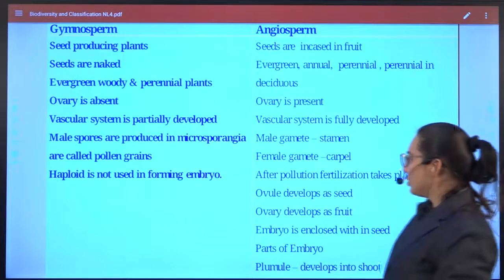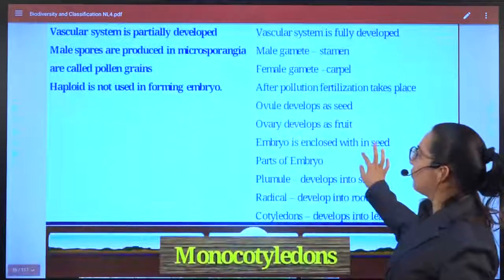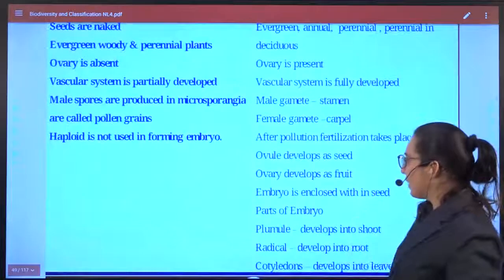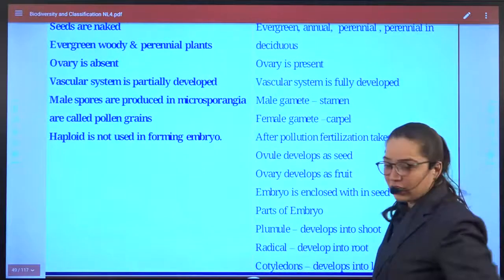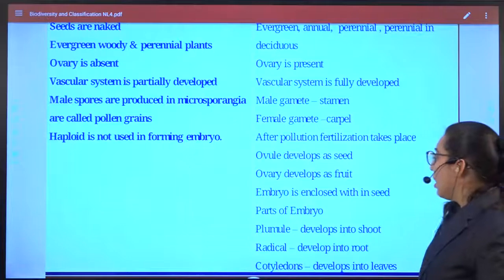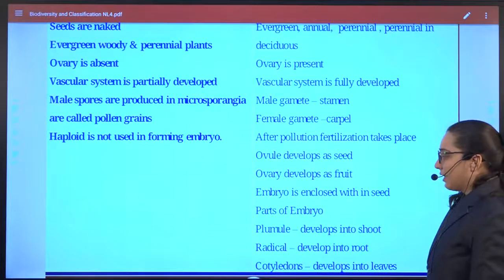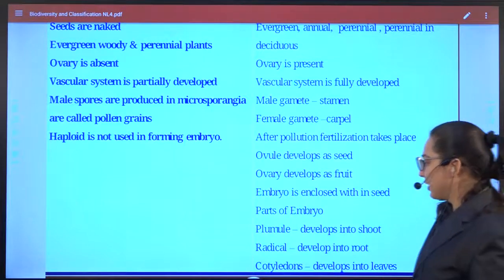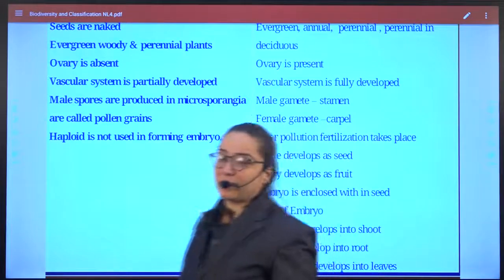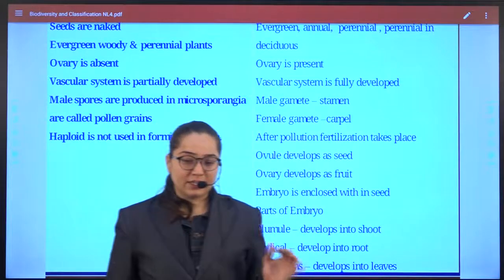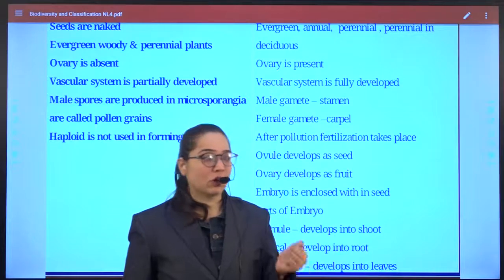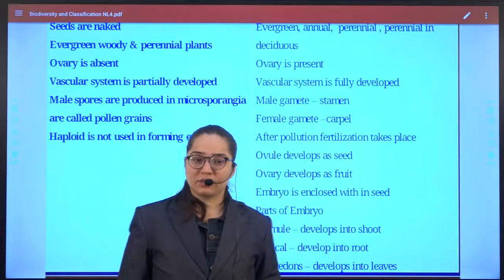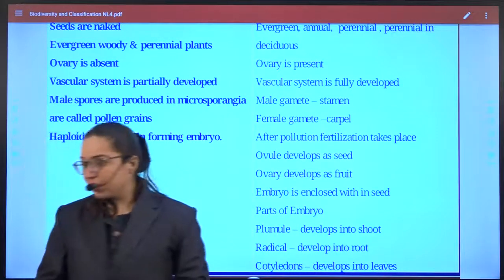After pollination, fertilization will take place where the ovule gets developed as seed, ovary as fruit, and the embryo is enclosed within the seed. These are the parts of the embryo, that is plumule, radicle and cotyledon. Plumule will develop as shoot, radicle will develop as root, and cotyledon will develop into leaves. This is its basic bifurcation.